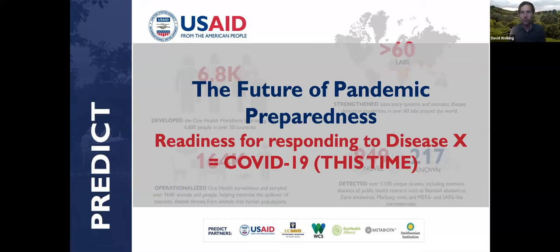Really what PREDICT was working to do was strengthen the capability of some of the countries and the systems and the most vulnerable areas for disease emergence to be ready to respond to a disease X, which this time around was COVID-19, and sort of a proof of concept. So it was a feasibility assessment to find viruses ahead of an outbreak. We determined that emerging threats can be identified before spillover, for example, with the Bumblebee virus in Sierra Leone.